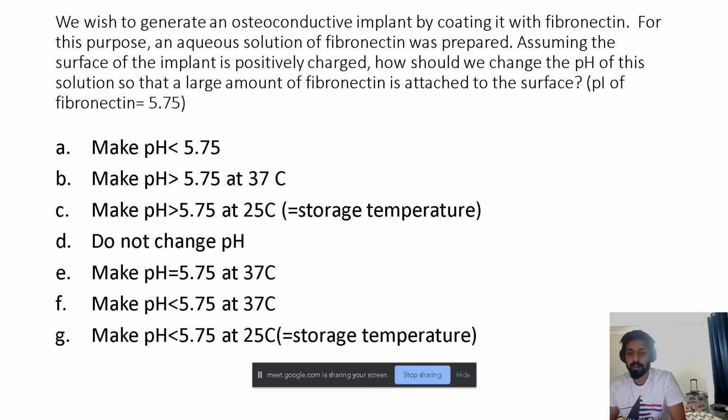So if you want more of this fibronectin to get attached to the surface, which itself is positively charged, right? So if you want more fibronectin, which has a pI of 5.75, to attach to the surface, what would you do? Would you reduce the pH? Would you increase the pH at 37 degrees? Would you increase the pH at 25 degrees, which is the storage temperature? Do you not change the pH at all, or do you make the pH exactly equal to the pI of fibronectin at 37? Do you make it less than the pI of fibronectin at 37, or do you reduce the pH to less than the pI of fibronectin at 25 degrees centigrade? What would you do?